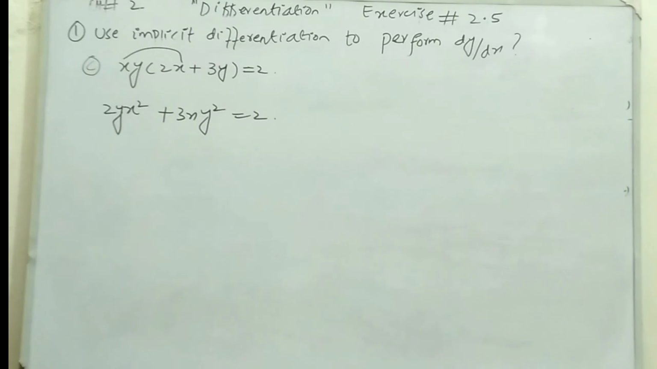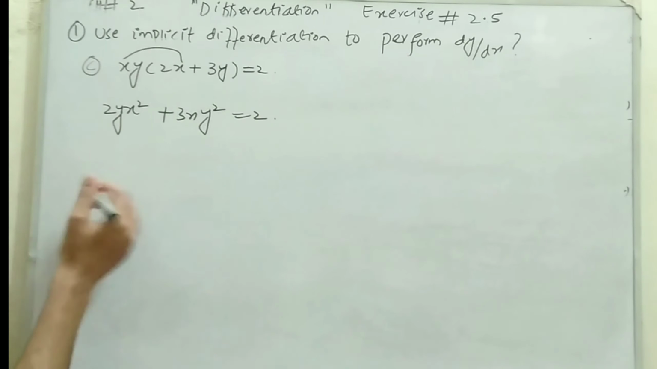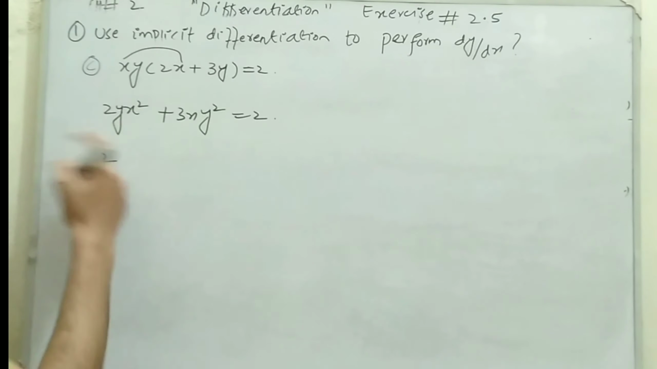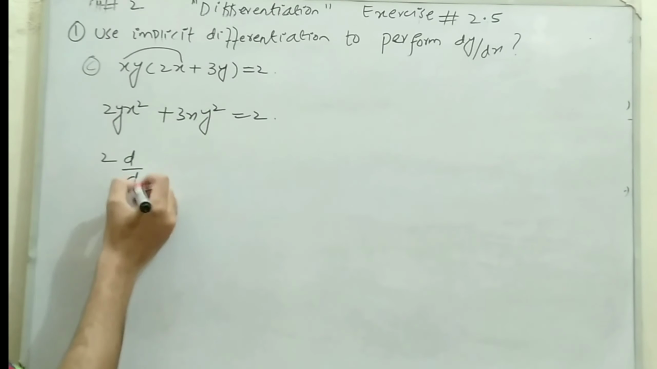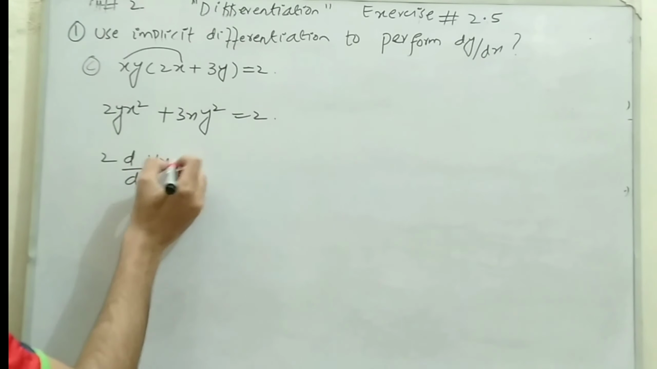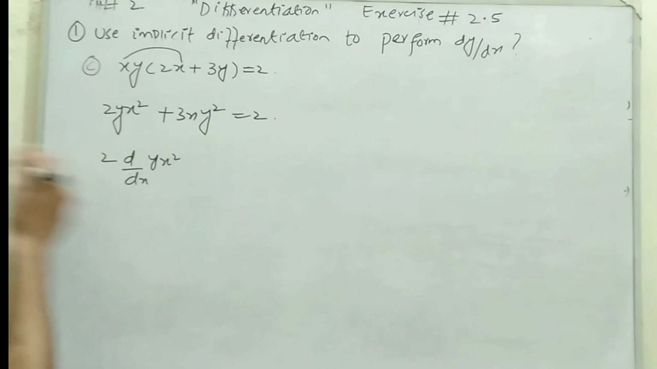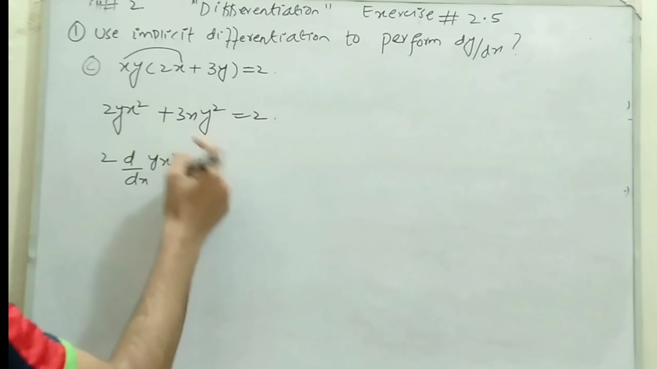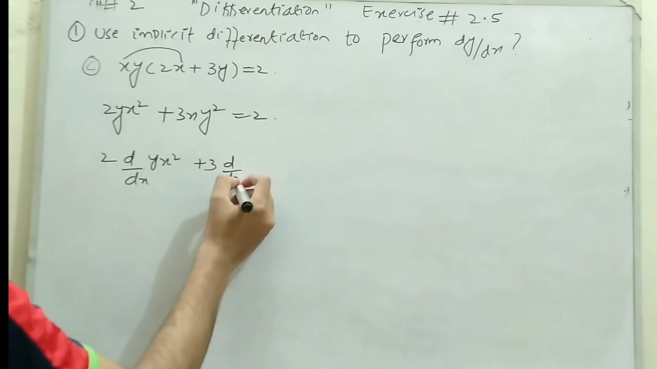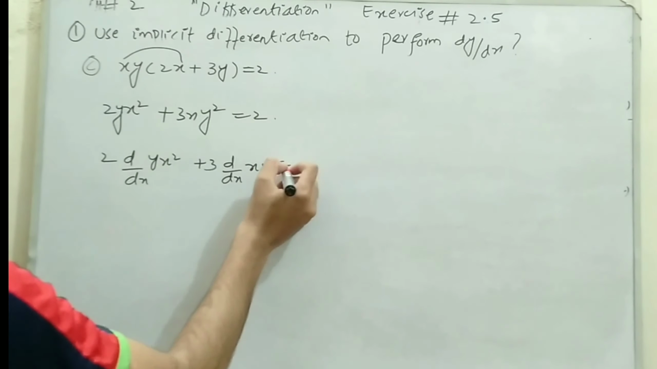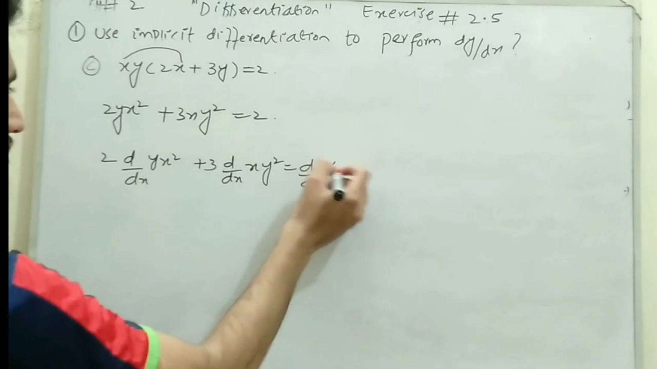Now after this, taking the derivative on both sides. 2 is constant, so bring it to the front. We will differentiate yx square, so d by dx of yx square. Here also take out 3 common because this is a constant, and take the derivative of xy square, so d by dx of xy square will be equal to the derivative of a constant 2.